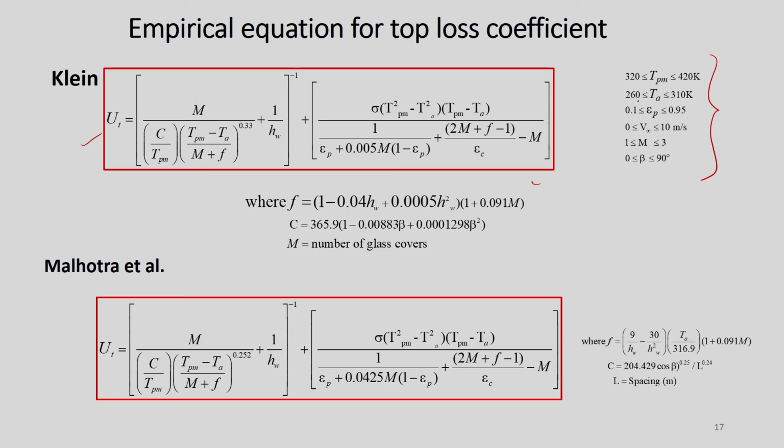This ambient temperature must be between 260 to 310 Kelvin. Then what is the emissivity of the plate? It should be from 0.1 to 0.95. Then the velocity of the wind, the number of covers, and the tilt angle. All those things need to be in that range. Then only we can use this correlation. And one more correlation was developed by Malhotra et al. These correlations can also be used for calculation of top loss coefficients without doing the iteration method.